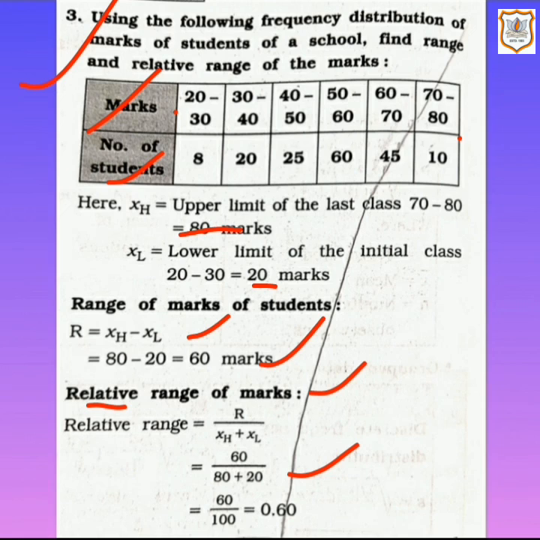So here we are done with the sum of ungrouped data, discrete data and continuous frequency distribution, and sum number 4 of exercise 4.1 will be your homework. Go through the topic, revise it thoroughly.